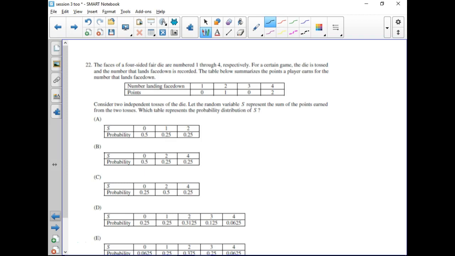Consider the two independent tosses of the die. Let the random variable S represent the sum of the points earned. So you're throwing two tosses, right? And whatever lands, you get the sum of that based on these points. Okay, which table represents the probability distribution for S? So S is dealing with the sum, not what you're landing, so the sum of the points. What would be your strategy? Do you know?